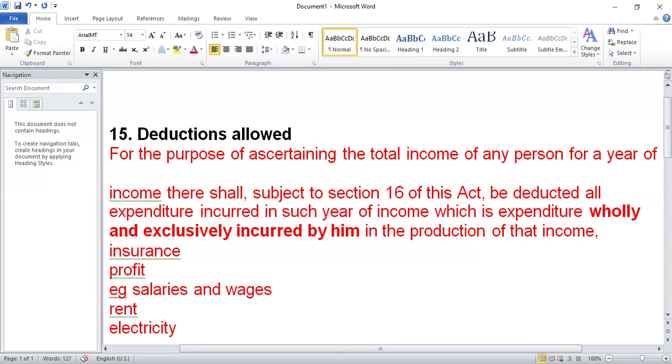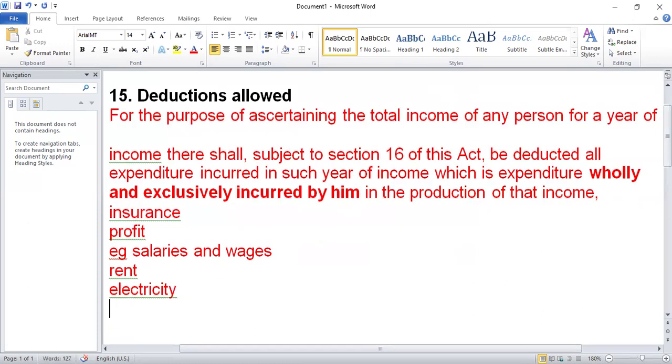Any other expense, because this Act is specifically on the expenses wholly and exclusively incurred by him. If you're doing an insurance business and you want to incur expenses on partners, that cannot be stated here because that is not relating to the insurance. So you only deduct the expenses that are wholly and exclusively incurred. Those are what are called allowable expenses.